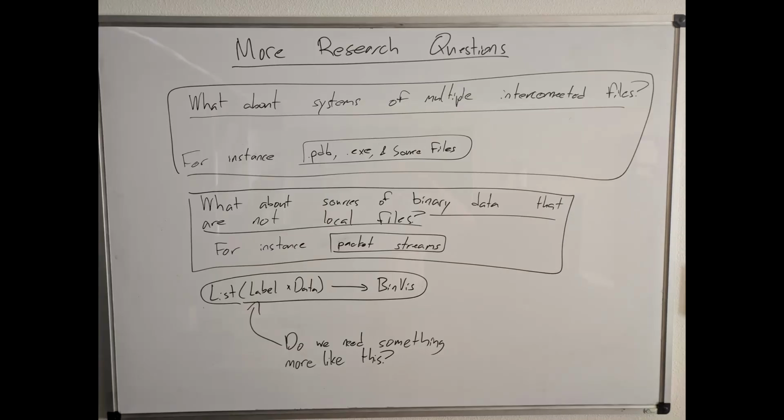A couple other research questions that I am thinking about here are, what about inputs of source data that are not just a single file? So for instance, with a debugger, you end up synthesizing information from a PDB and an executable and all the source files simultaneously. And so some visualizers for the PDB, exe, source file complex might want to be able to depend on more than one input. Similarly, if you are trying to visualize data going over a packet stream or socket or a pipe of some kind, that might be the kind of thing you also want to be able to look at, and how would that fit in?